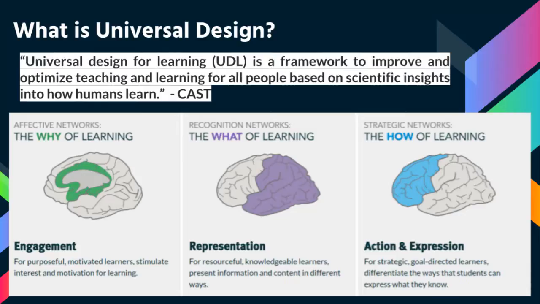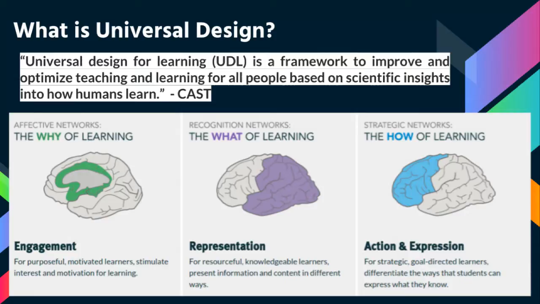There are actually three different networks that the brain works from. We have the why of learning, which is the affective network. We have the recognition networks that fire off in our brain. That's the what of learning. And then we have the how of learning as well. So we're going to go through these one by one.